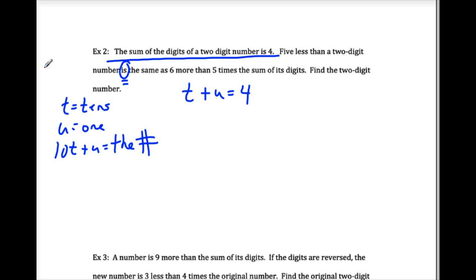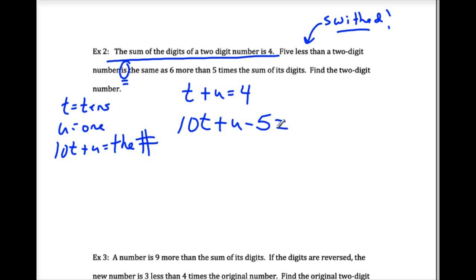Briggs, what's the left side? 5 minus 10t. Remember, less than things get switched. So 10t plus u minus 5 equals. Here's how we get that. Whenever I see 5 less than, I write minus 5, because that's going to be 5 less, and I write something in front of that, whatever's mentioned next. So 5 less than a 2-digit number. Well, the 2-digit number is 10t plus u. We've defined that, so I throw that in front of the minus 5. There's my equal sign.